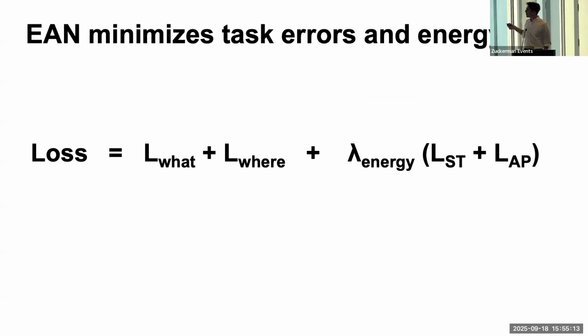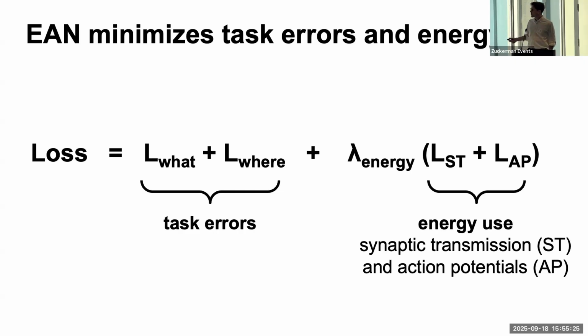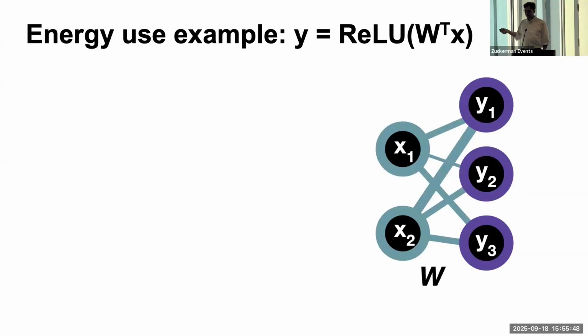Unlike some traditional deep neural networks, the model minimizes not only task errors, but also energy use. So our loss consists of a task error component for both what and where, as well as an energy use component. And here we consider both synaptic transmission and action potentials. And this lambda energy is an important parameter that controls the cost of energy. So by setting different values in the loss for lambda energy, we can have different trade-offs between task errors and energy use.